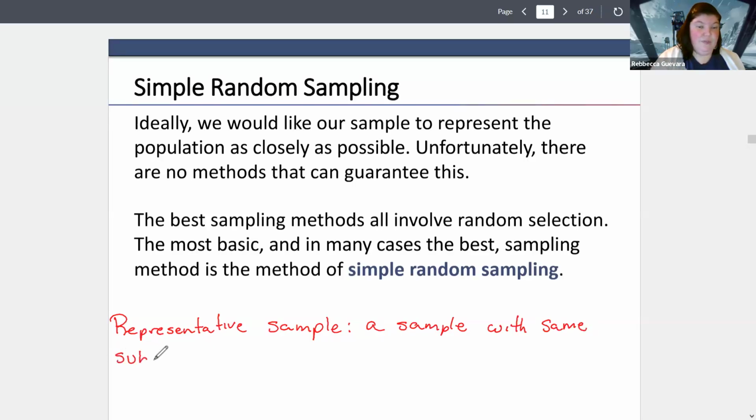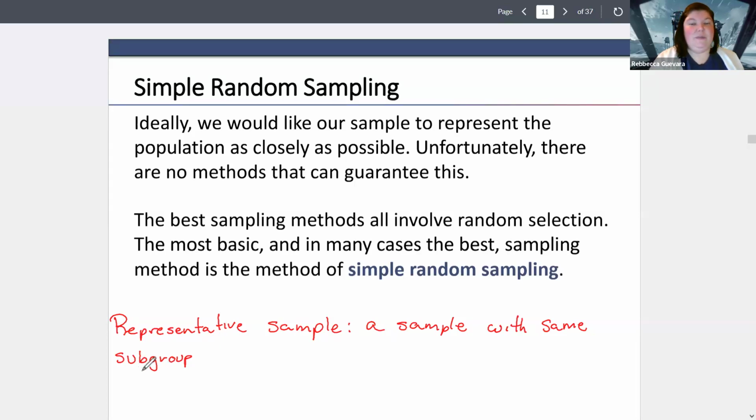subgroups. By subgroups, it's like we have all our religious groups that we'd have in the population. We have all the same genders that we have in the population. We have all the same races we have in the population. Various things like that. We have all the same eye colors that you see in the population. So we're just making sure that whatever it is that we're really interested in, those subgroups show up in our sample.